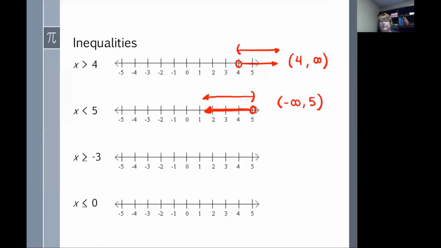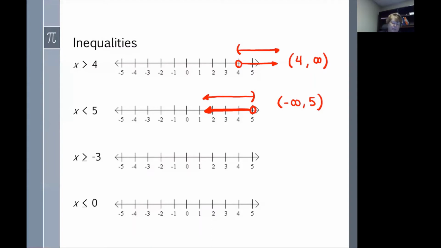A couple of notes here. You always have a parenthesis next to an infinity symbol. Always a parenthesis because we never reach infinity. Infinity is a concept that simply means we continue on forever. Okay, now what about the next one? X is greater than or equal to negative 3.